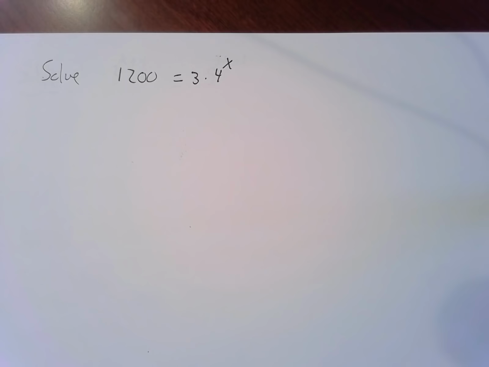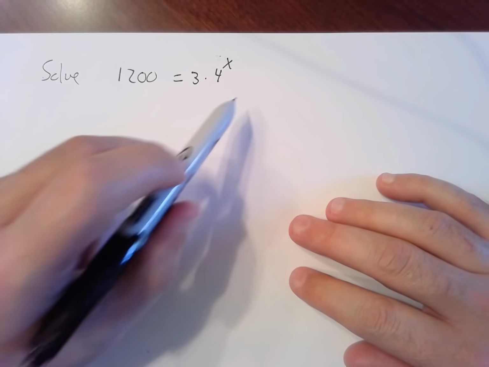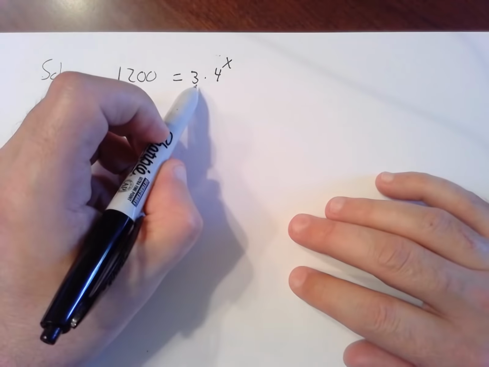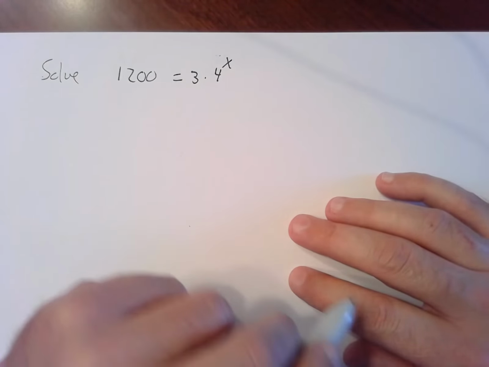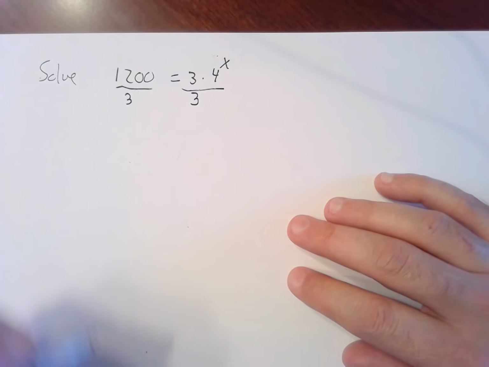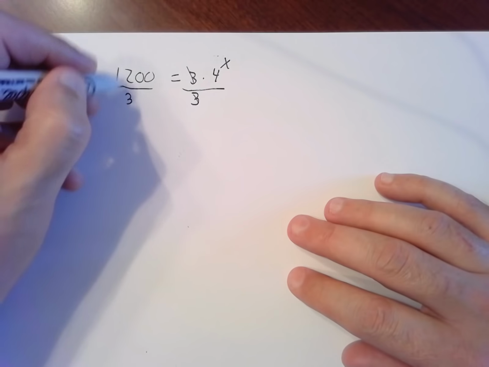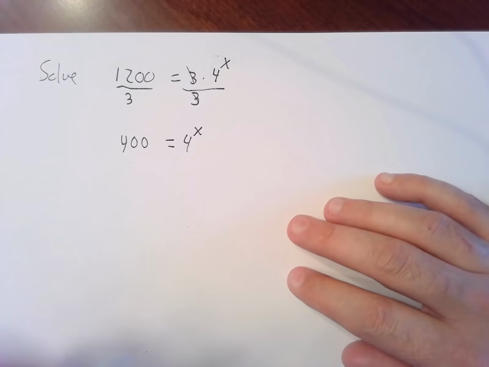Okay, now sometimes it's not easy or even possible. Technically, it's always possible, but sometimes it's really hard to write both sides using the same base. So let's say we had an equation like this. Well, this 3 is multiplying. That 3 is not being raised to an exponent. I could divide both sides by 3. These 3's do cancel. Over here, I'll get 400 equals 4 to the x.